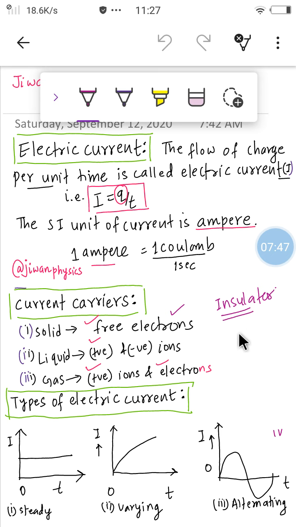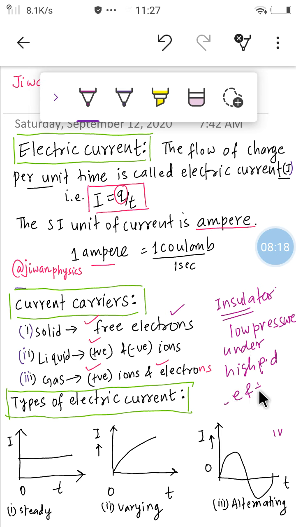However, when we keep gas at low pressure and when they are subjected to high potential difference, the ionization of gas molecules takes place. That is, if our gas is at low pressure, under high potential difference, then ionization of gas molecules takes place. That is, electron and positive ions are formed.